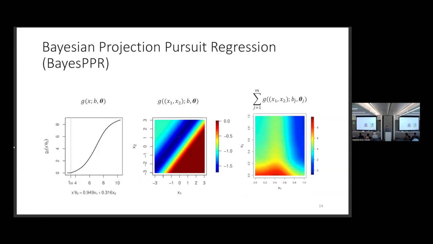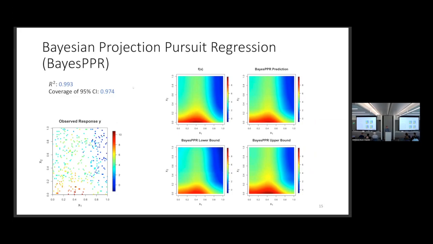But here's what it might look like. So you have your curvy hockey stick over here in 1 dimension, but in 2 dimensions, you get something that looks like this. So you can very clearly see what direction we're projecting in. And then we have a nonlinear transformation along that projection. And then if you sum together a bunch of these, you get a good approximation of the mean function.